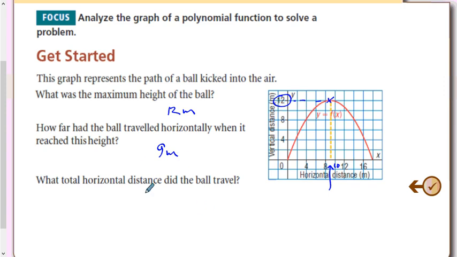Wait, that's the next question. How far did the ball travel horizontally when it reached this height? Oh, there we go. 9 is correct. Horizontally, how far did the ball travel? Well, here we're looking at where it hits the ground. Now we're assuming that the ball doesn't bounce after this, so it may have bounced and done some other things, but we want to know after this initial kick, when does it first hit the ground? Here we're at 16. Again, one grid line is 2 units, so hopefully you had 18 meters here as your answer.